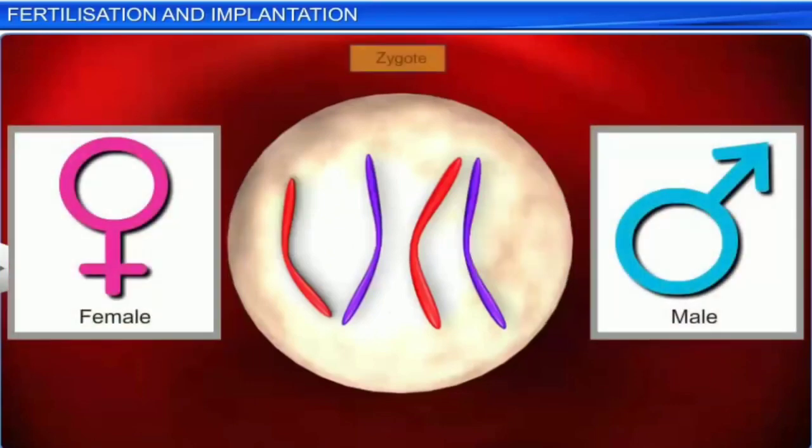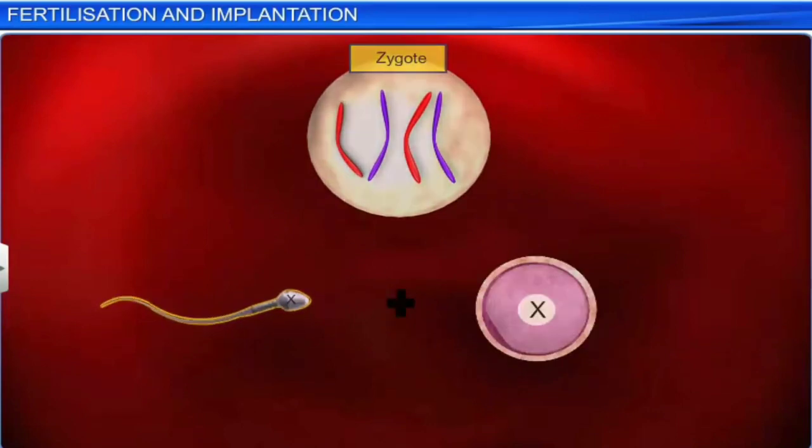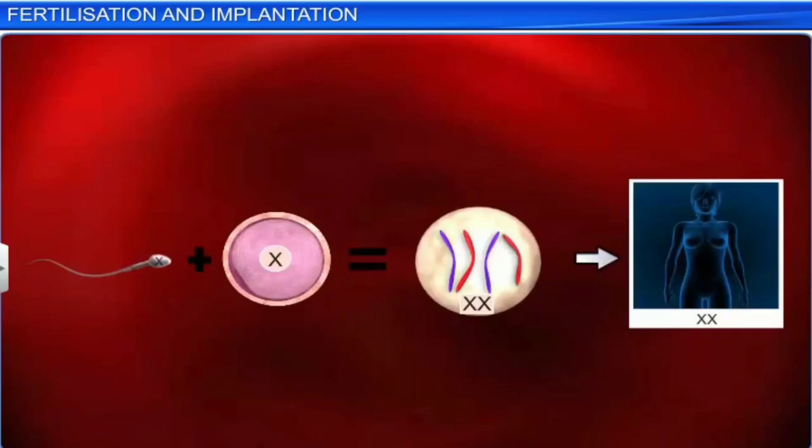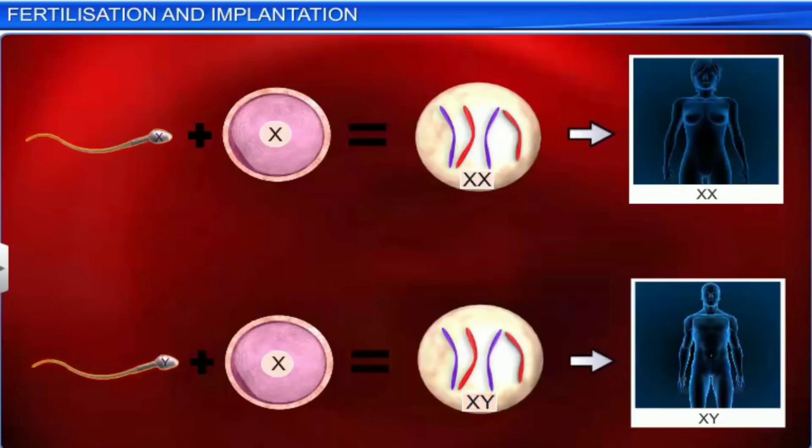Did you know that the sex of the zygote is decided at the time of fertilization? If the ovum is fertilized by a sperm containing the X chromosome, the resulting zygote contains XX chromosome, and would develop into a female. However, if a sperm containing the Y chromosome fertilizes the ovum, the resultant XY zygote develops into a male. Thus, it is the sperm that decides the sex of the fetus.